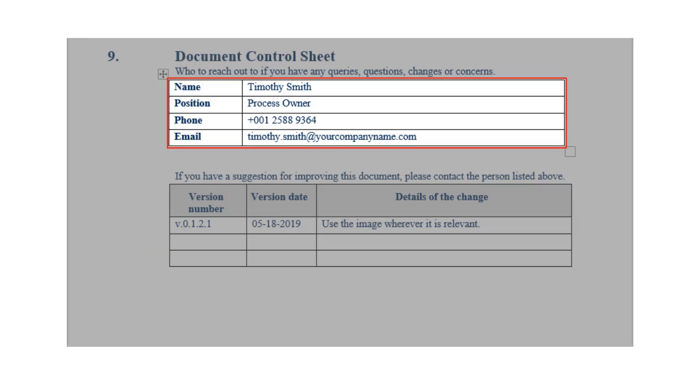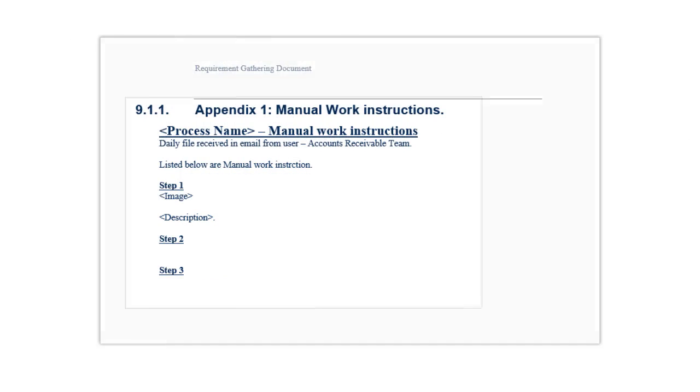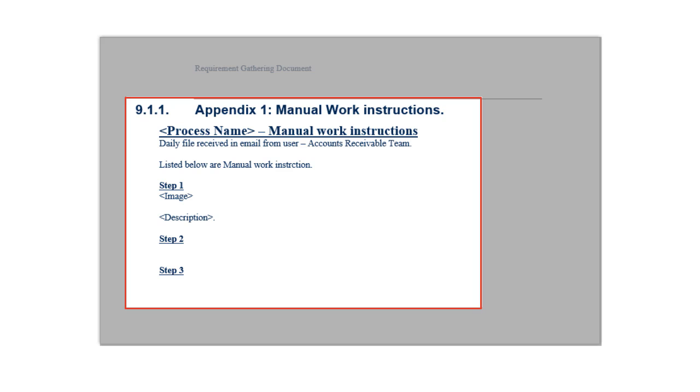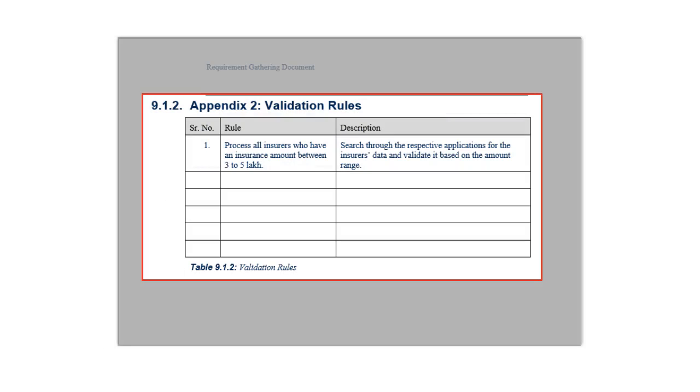Users may contact the document controller using these details in case he or she wants to discuss any queries, concerns, or changes, or provide suggestions on how to improve this document. And here add the version details of the current requirement gathering document. Lastly, in Appendix 1, capture information about the manual steps involved in the process before it is automated. And in Appendix 2, capture the validation rules for the automation along with the detailed task descriptions.